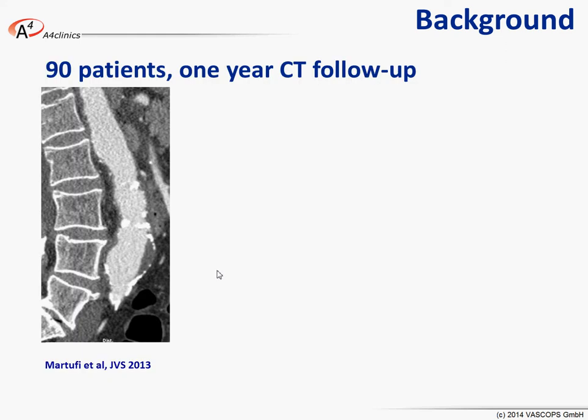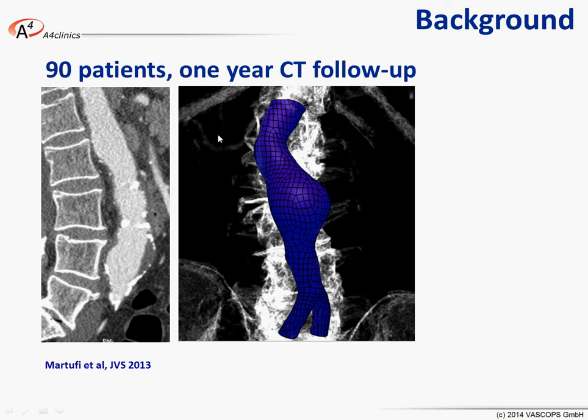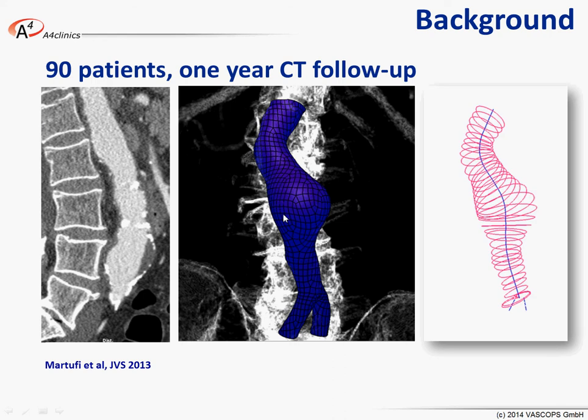However, the study by Matuffi et al. in 2013 showed that this plain diameter measurement might be flawed. Their study was based on 90 patients having high-resolution CT scans from which three-dimensional models could be generated, which then were sliced perpendicular to the center line into 100 cross-sections, such that not only the largest diameter could be monitored, but 100 diameters could be monitored over time.